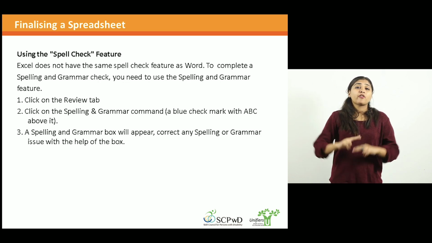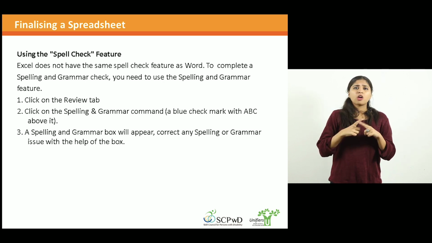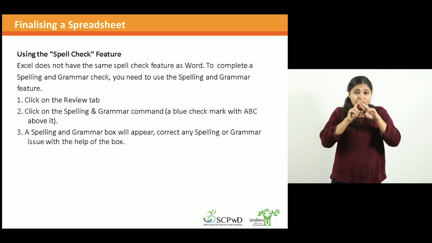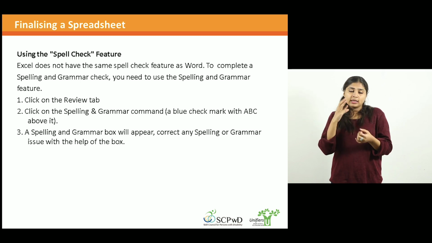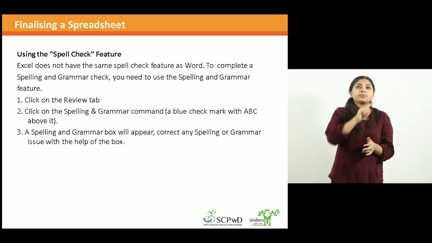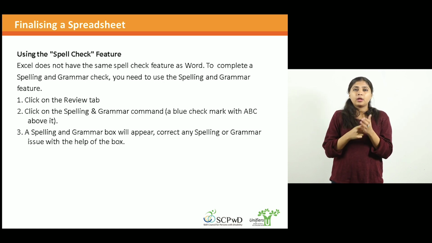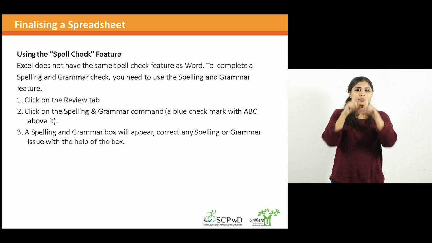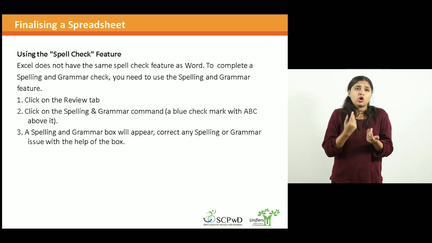Using the spell check feature. Excel does not have the same spell check feature as Word. To complete a spelling and grammar check, you need to use the following steps. You need to use the Spelling and Grammar feature. Click on the Review tab. Click on the Spelling and Grammar command, a blue check mark with ABC above it. A Spelling and Grammar box will appear. Correct any spelling or grammar issues with the help of the box.